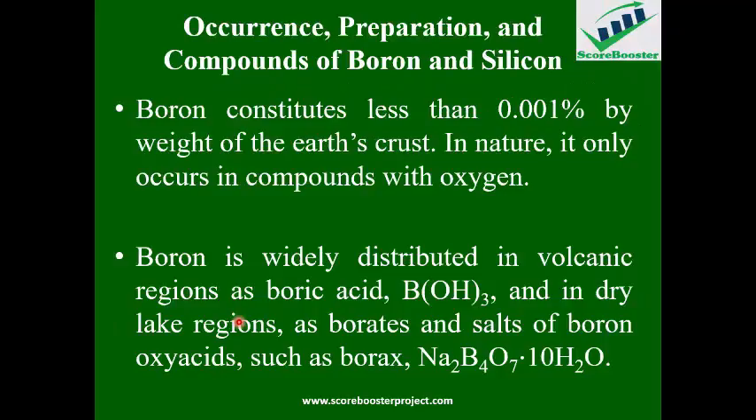So now let's talk more on boron and silicon. Let's start with boron. In the earth's crust, boron does not exist as elemental boron. It exists in company of oxygen, and it is very, very minute among the compounds in the earth's crust, around 0.001%. Boron is widely distributed in volcanic regions as boric acid. So those are the places where you can find boron.